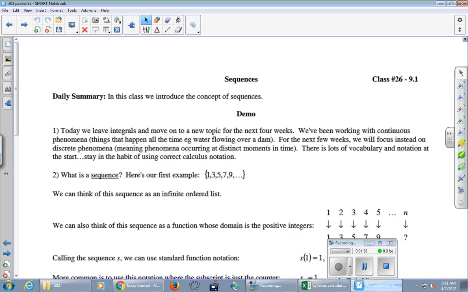Okay, then we start here on page 2. In this class, we introduce the concept of sequences. Today, we leave integrals and move on to a new topic for the next 4 weeks. We've been working with continuous phenomena, things that happen all the time, for example, water flowing over a dam. For the next few weeks, we will focus instead on discrete phenomena, meaning phenomena occurring at distinct moments in time, to really drive home the difference between this continuous and discrete business.